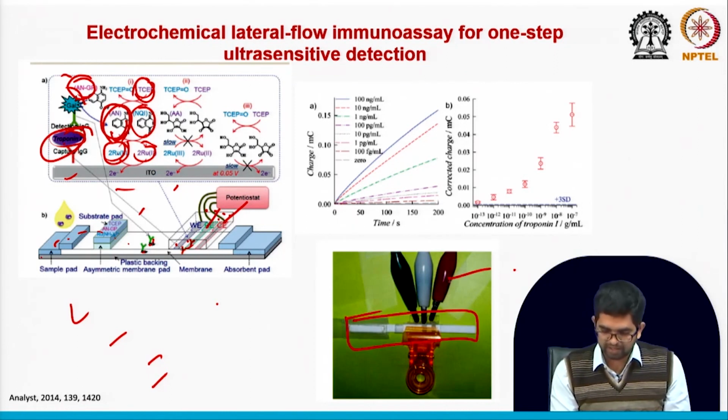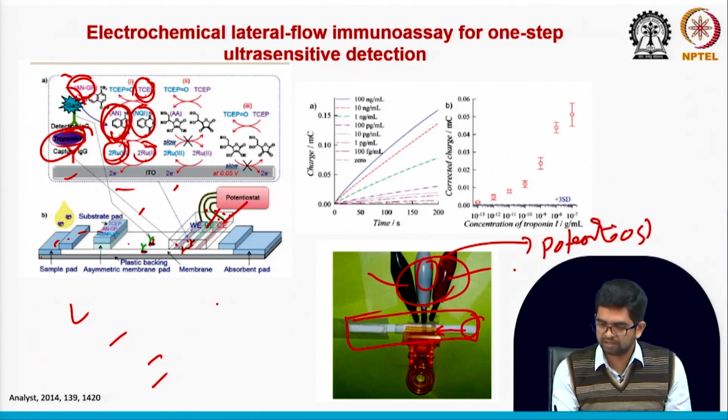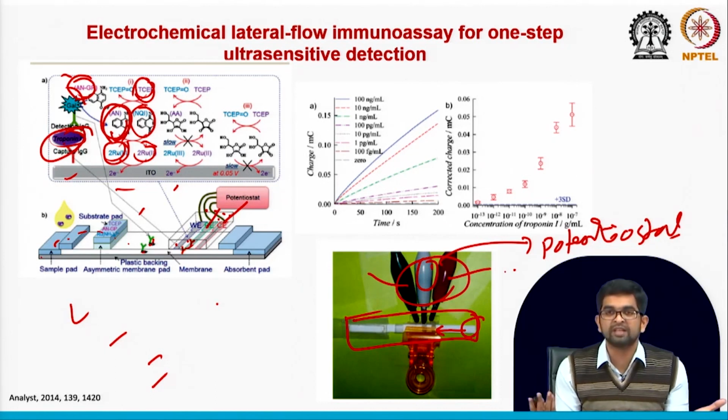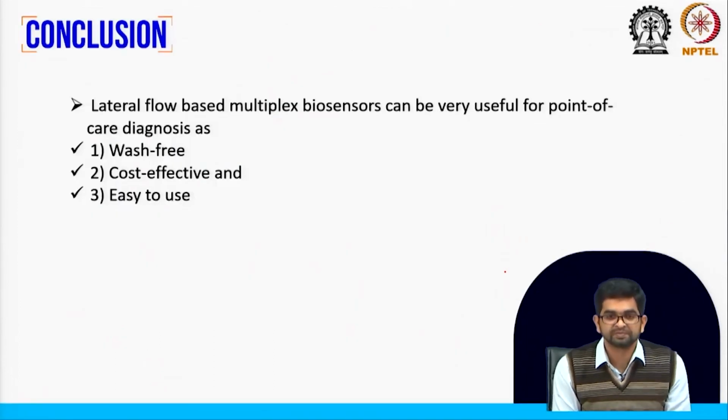We can connect the working, counter and reference electrodes, and you can see here we can drop the sample, then the sample goes through, and the reactions happen here at the working electrode. Then when we connect this with a portable potentiostat, we will see the data. That is shown and done. Within 5 to 10 minutes you will get the value, and we do not need an extra washing step. That is the utility of this kind of sensor.